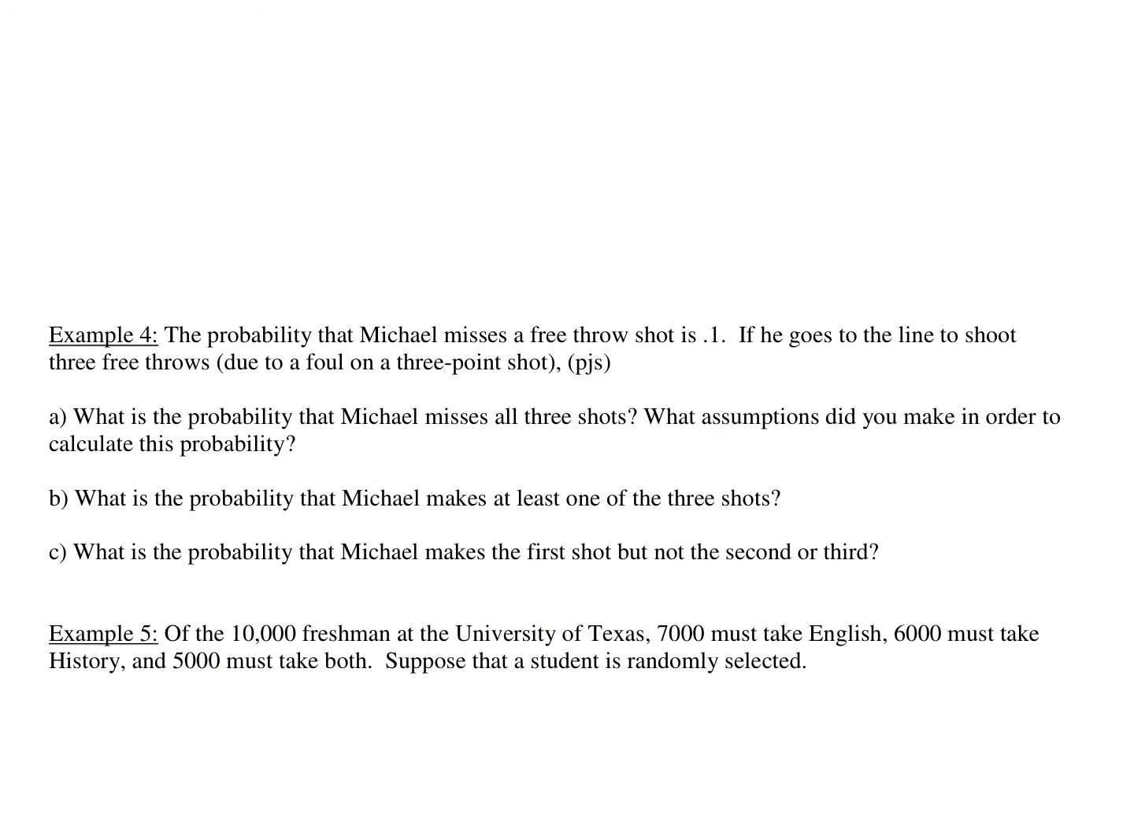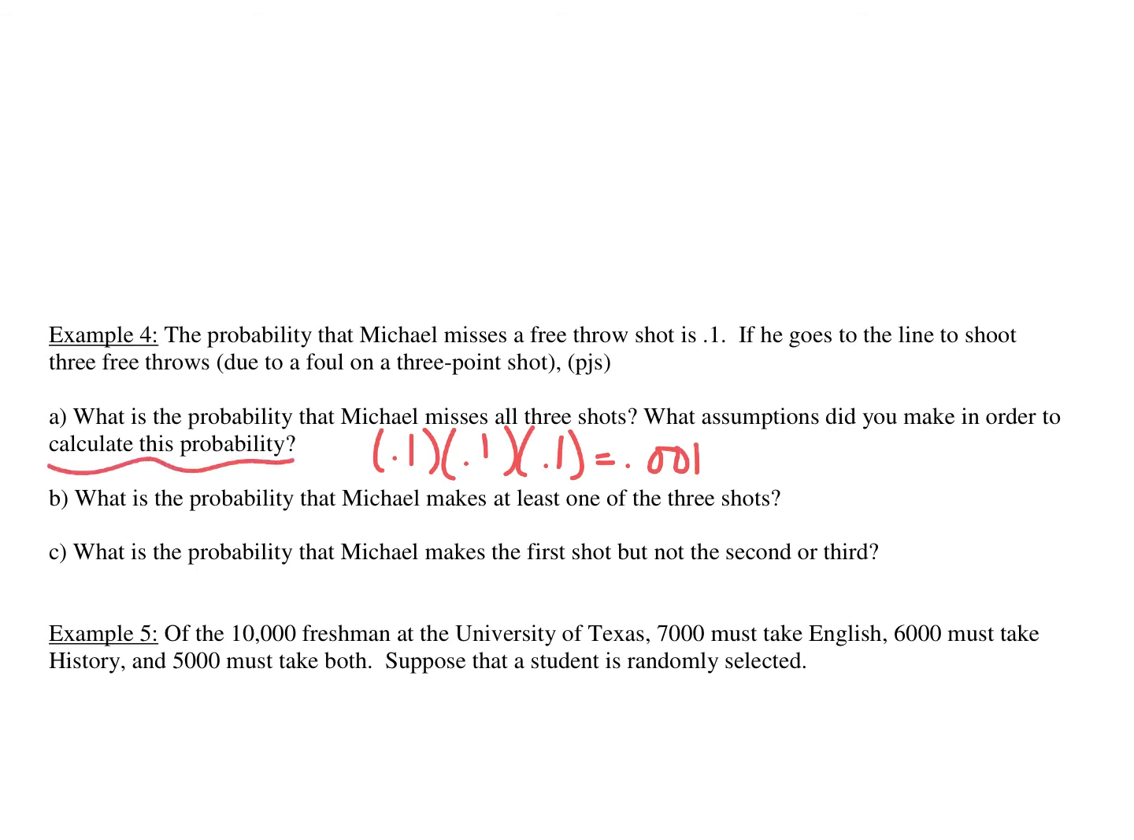Going on to 4. The probability that Michael misses a free throw shot is 0.1. If he goes to the line to shoot 3 free throws due to a foul on a 3-point shot, part A, what is the probability that Michael misses all 3 shots? What assumptions did you make in order to calculate this probability? So missing all 3, well, 0.1 on the first, 0.1 on the second, 0.1 on the third is 0.001.